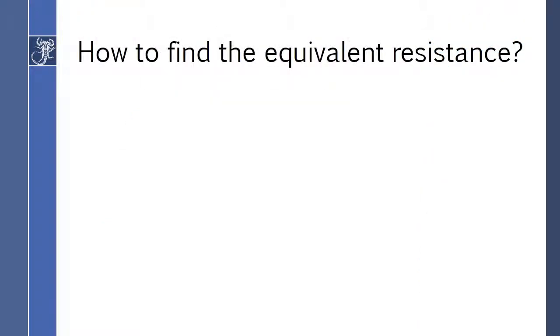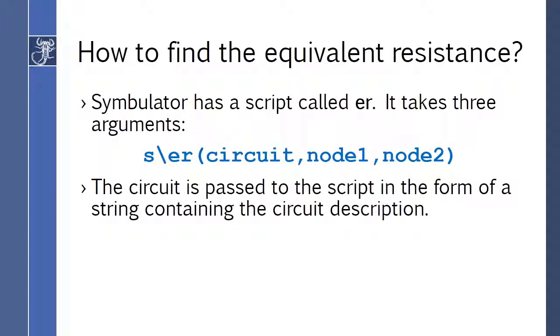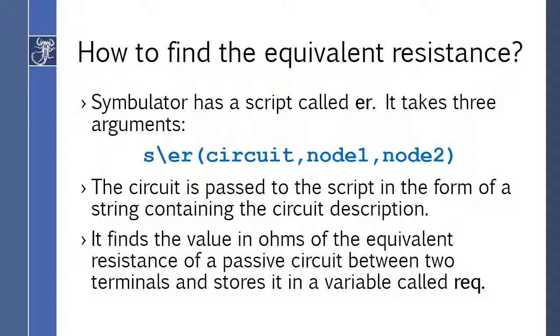Now that we have described the circuit, we come to the question of how can we find the equivalent resistance of this resistive circuit. Symbulator has a script called ER. It takes 3 arguments. The first one is a circuit description as a string, either stored in a variable or provided directly as an argument, and then the 2 nodes between which we want to find the equivalent resistance. This script will find the value in ohms of the equivalent resistance and will store it in a variable called REQ.